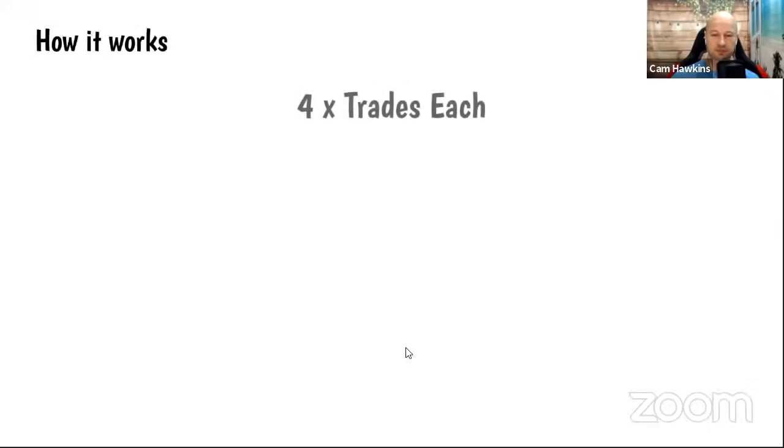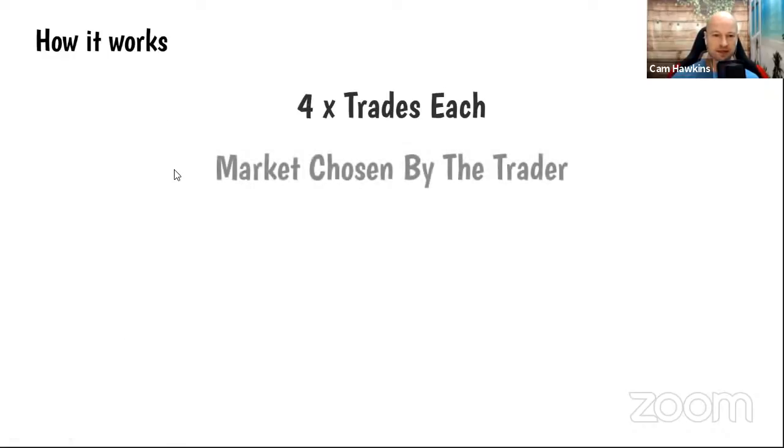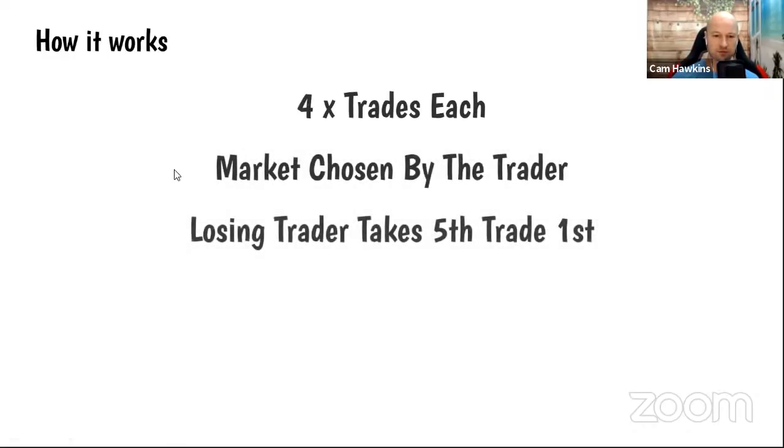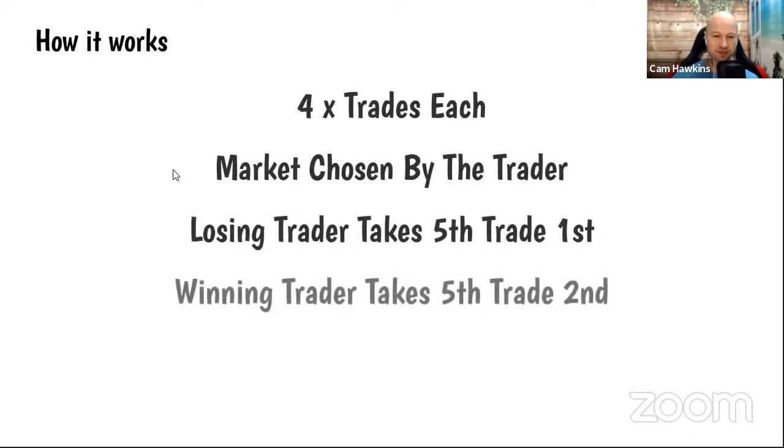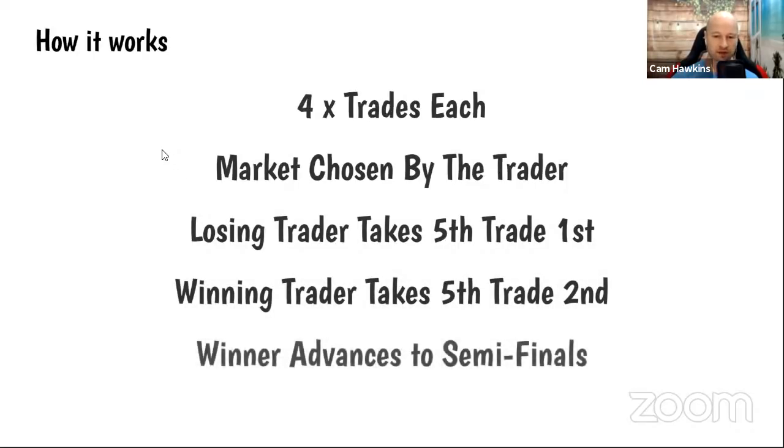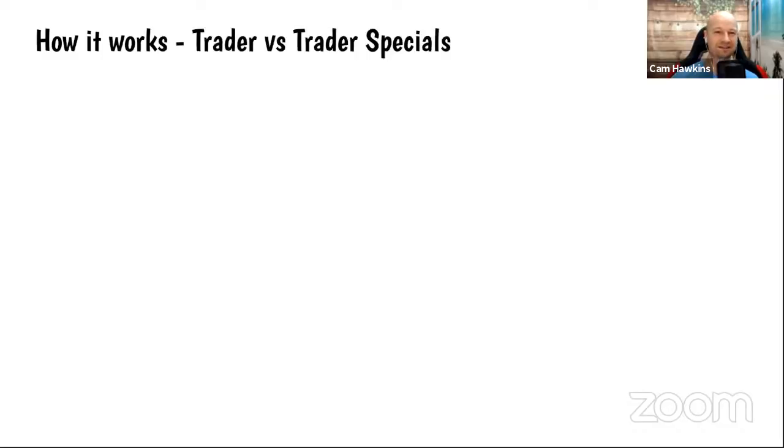Cool. Now, right, guys, let's get on with these rules. So we've got 4 trades each. Market chosen by the trader. Losing trader takes the 5th trade first. Winning trader takes the 5th trade second. And the winner advances to the semi-finals. That is not happening. This is an old presentation. Why have I not updated this yet? So this is how it's all going to work, guys.